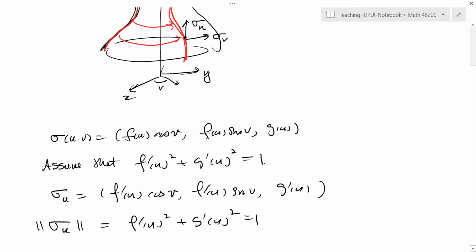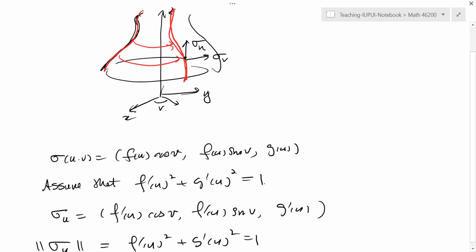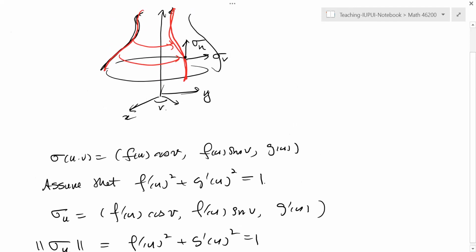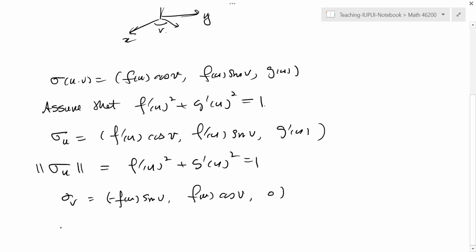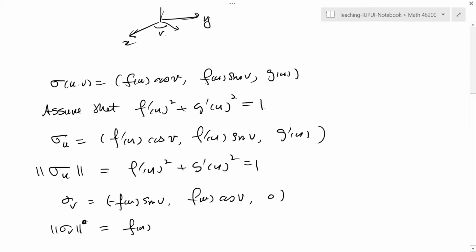Now I want to look at sigma v. What is sigma v? Sigma v will be f of u times negative sine v, f of u cosine v, and 0. So the length of sigma v is going to be f of u. Here f is positive; we always assume it's positive.